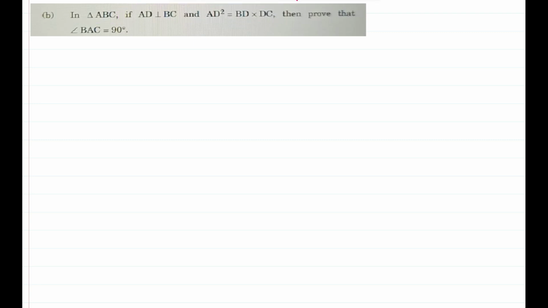Okay, now let's see what is given in the question. The question says: in triangle ABC, if AD is perpendicular to BC and AD square is equal to BD into DC, then prove that angle BAC is equal to 90 degrees, or angle A is equal to 90 degrees. We need to prove this. For this, first draw the triangle ABC, and AD is perpendicular to BC. This is a perpendicular and we'll mark it as D.